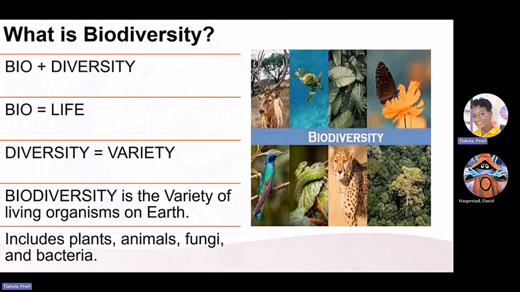To simplify the meaning of biodiversity, I have divided it into two parts just so that you can remember. One thing you should remember is that bio means life and diversity means variety. So a combination of bio plus diversity, that is where we get biodiversity, meaning we get variety of living organisms on Earth. This includes plants, animals, fungi, insects, bacteria, and human beings.